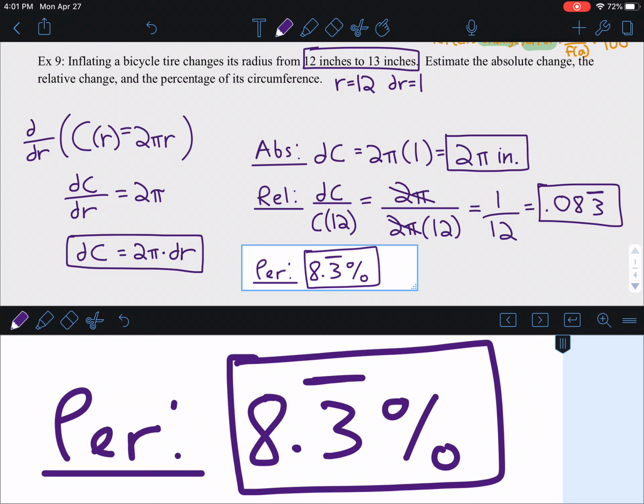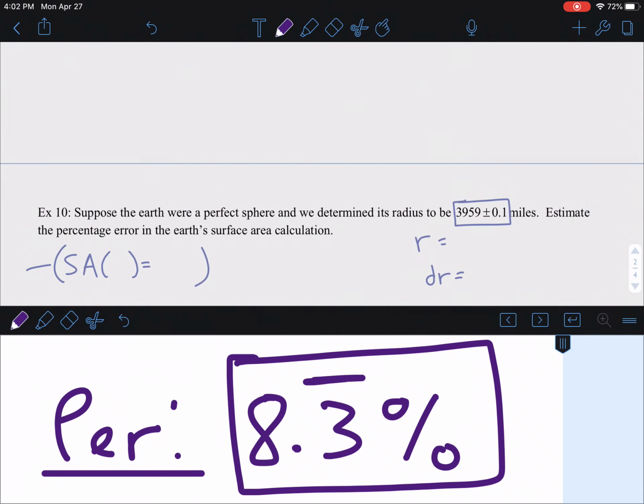Okay, all right. So let's keep going. Let's take a look at another scenario with another geometric formula that hopefully we remember. Let's look at example 10.